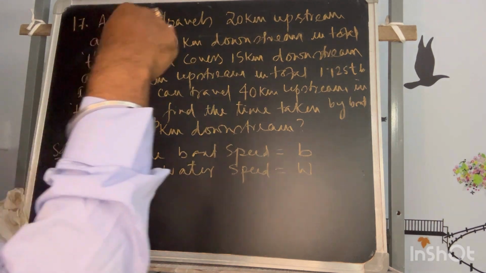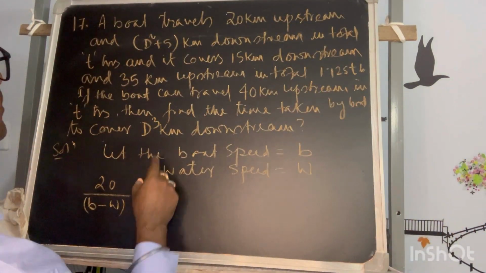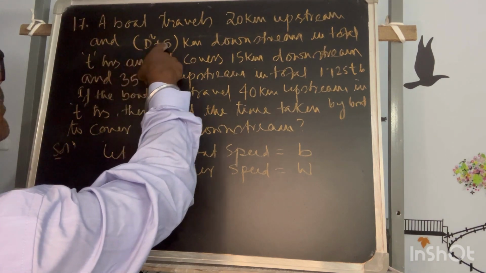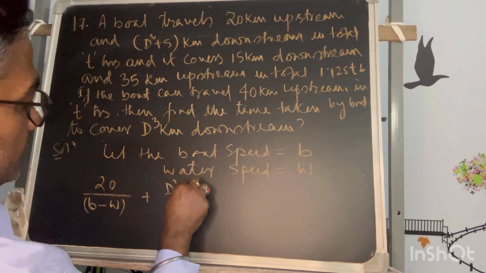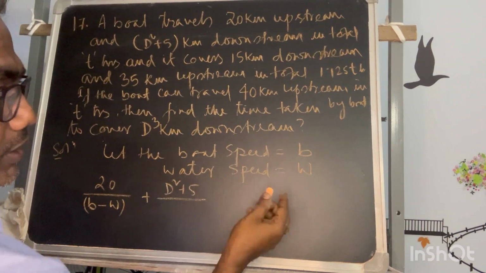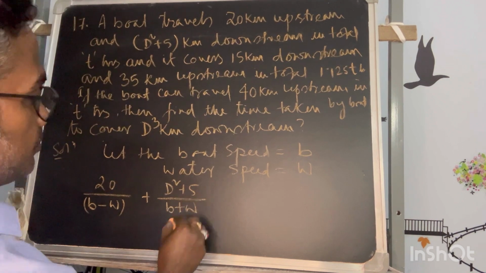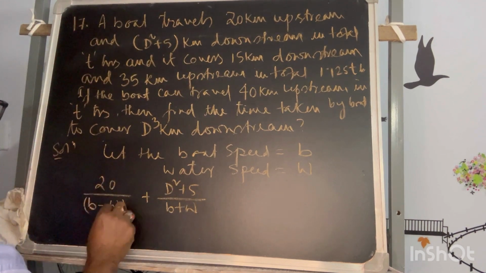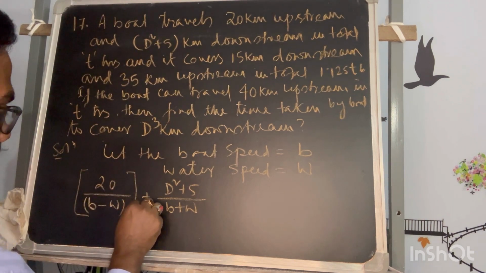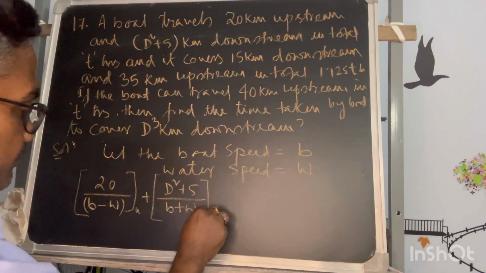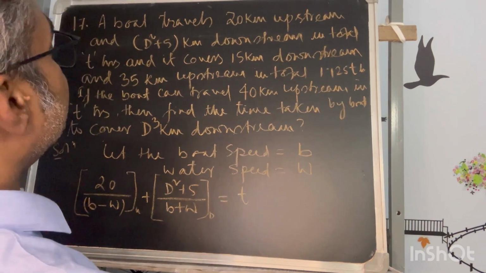Upstream is struggling to move, and when it moves downstream, the water current will help it move. So the speed is boat speed plus water speed. This is the time for upstream, this is the time for downstream, and together they give you time t. This is the first equation.